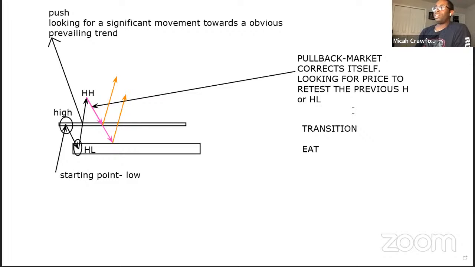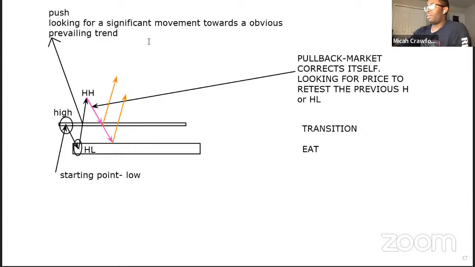Nothing too difficult. It's just I recognize my highs, my lows, higher highs, higher lows, and all I'm looking for is a retest, but I have to identify significant structure points. And you can do this on any pair, because it's just going to do the same thing. Push, pull back, transition, eat.